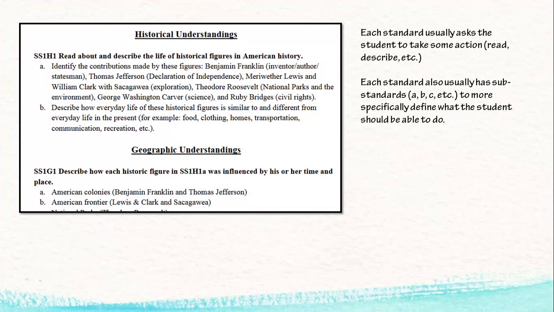When you open the PDF of the standards per grade level, this is what they'll kind of look like. This is one for history. You'll notice that each standard asks the students to do something, to take some type of action. So here it's asking them to read and describe, so it's asking them to be able to do something. Also, as you'll see, a lot of these standards are broken down into sub-pieces. So in bold is the main standard, and then there are sub-standards that are A, B, C, D that help to define specifically what the student should be able to do.